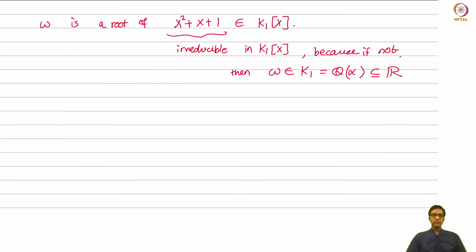So I adjoin alpha, the answer is definitely real. It's a subfield of the real numbers. But omega is definitely not a real number, right? We know what omega is. It's got a certain non-zero complex part. So this is not real. So this is a contradiction. So this establishes that omega does not belong to the field K1. Therefore, this polynomial is irreducible.